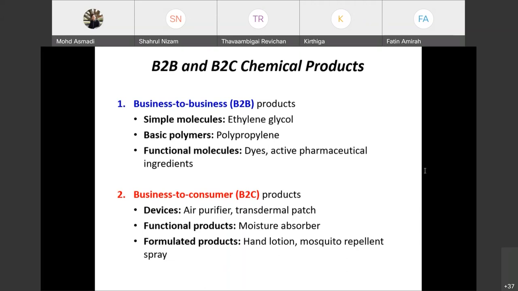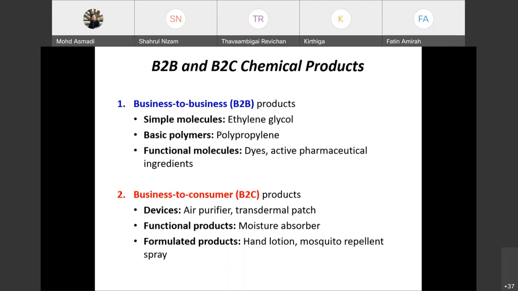Simple molecules, basic polymers, propylene, and functional molecules such as dyes and active pharmaceuticals, because we can use these simple molecules as feedstock for B2C products. For example, paraxylene and butadiene. So we supply to the chemical companies as raw material feedstock. These chemicals I just mentioned, xylene and butadiene, we call commodity chemicals. So generally our concern for B2B products is purity. That is our concern.